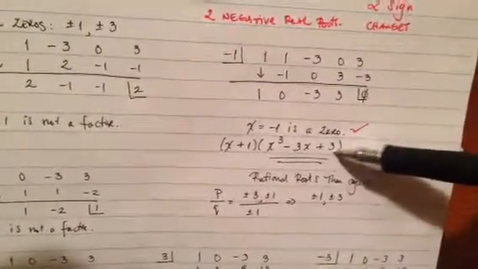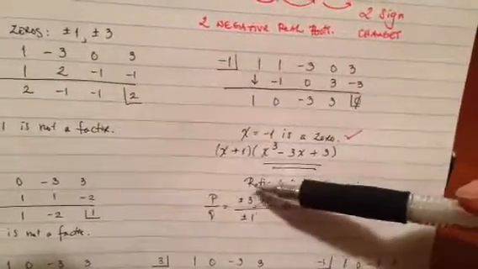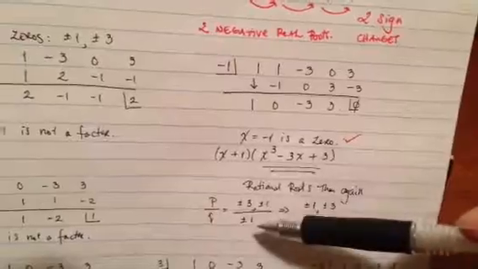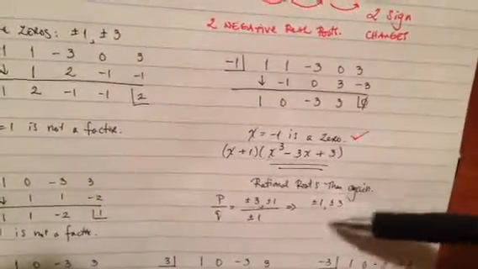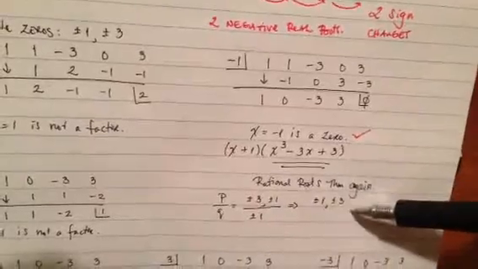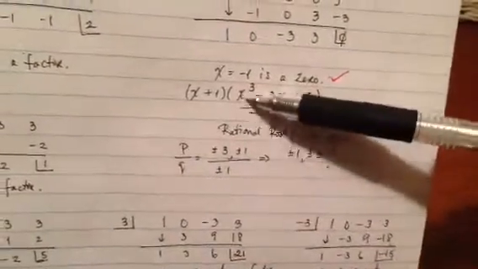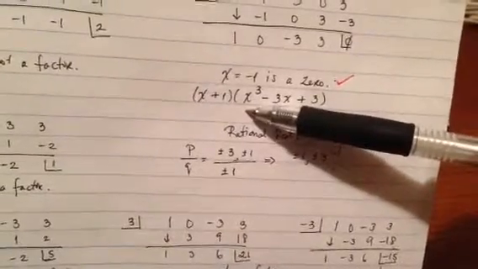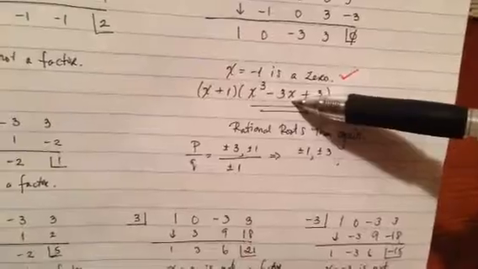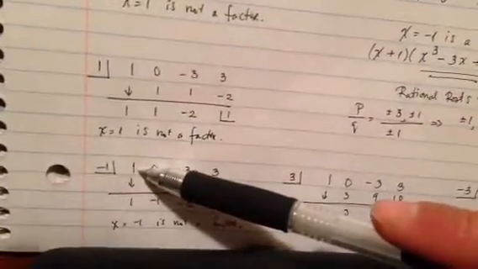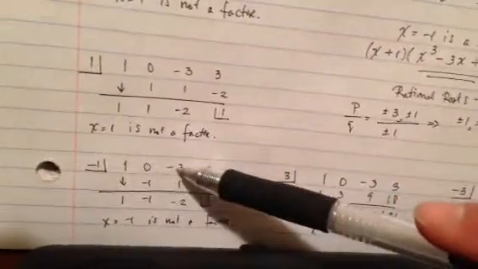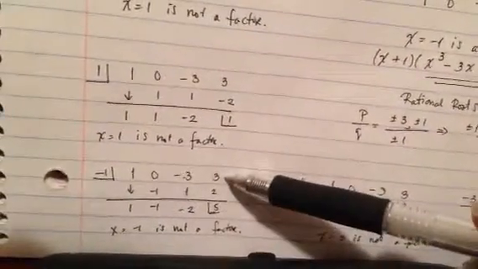Same thing. P over Q, factors of 3, 3 and 1. Factors of x cubed, 1. So my possible zeros are the same thing, plus or minus 1, plus or minus 3. So now we do synthetic division just with this guy right here. Okay, and I went ahead and I did it down here. So now we're gonna have 1 for the x cubed, 0 for the x squared, negative 3 for the x, and positive 3.